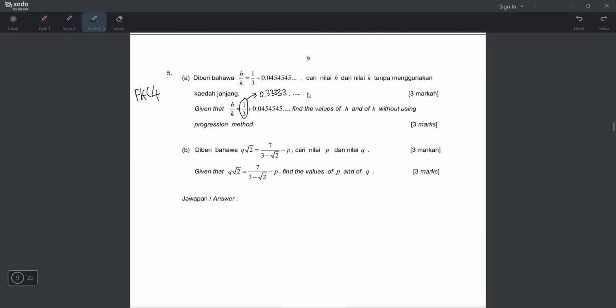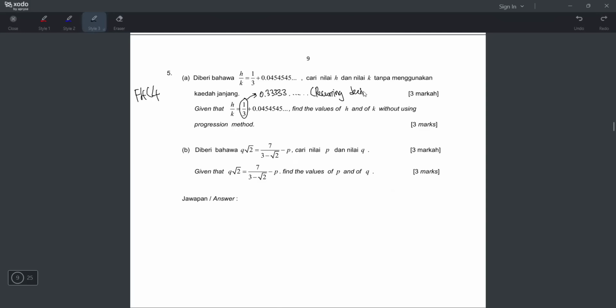And what do we call this kind of decimal? No, recurring decimal. Okay, it's called recurring decimal. And what is recurring decimal? Dalam bahasa Melayu, perpuluhan berulang. So recurring tu maksudnya berulang. So I write in English, write the BM also, perpuluhan berulang.